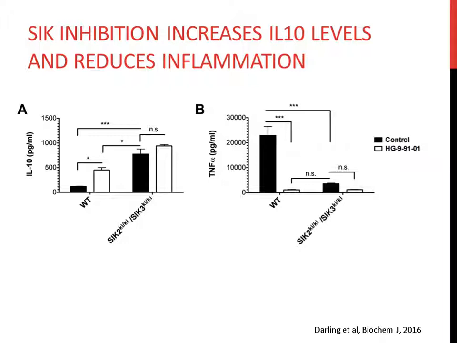This has been shown by several groups, including Philip Cohen's group from Dundee University. On the left, you can see that IL-10 goes up when you treat with a very specific SYK inhibitor, but it doesn't change at all in mice with SYK kinase dead knock-in. And on the B panel, you can see that this leads to a reduction of TNF-alpha, and therefore a much reduced inflammation. So this is very positive.